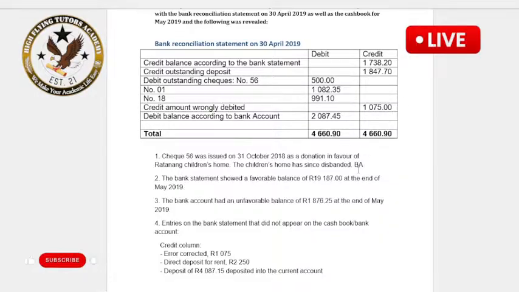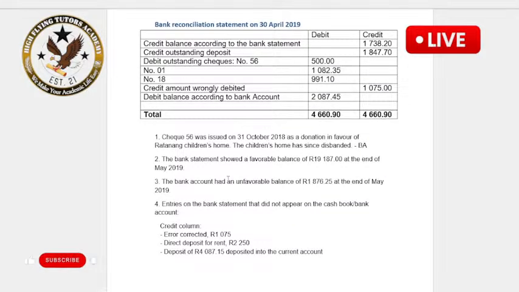Then we go to the next transaction. They say the bank statement showed a favorable balance of 19,187 at the end of May 2019. This affects our BRS, the bank reconciliation statement.